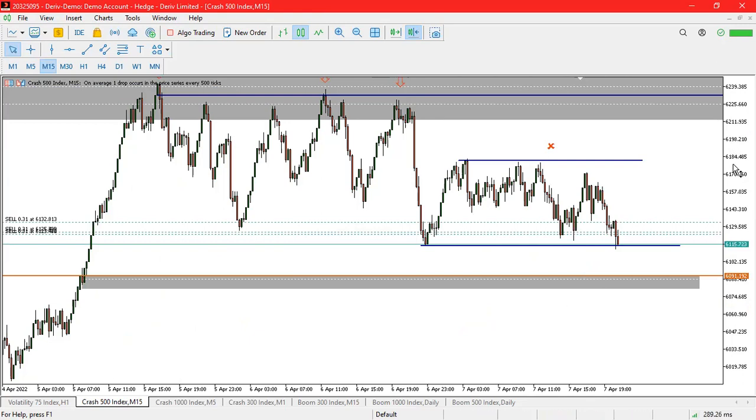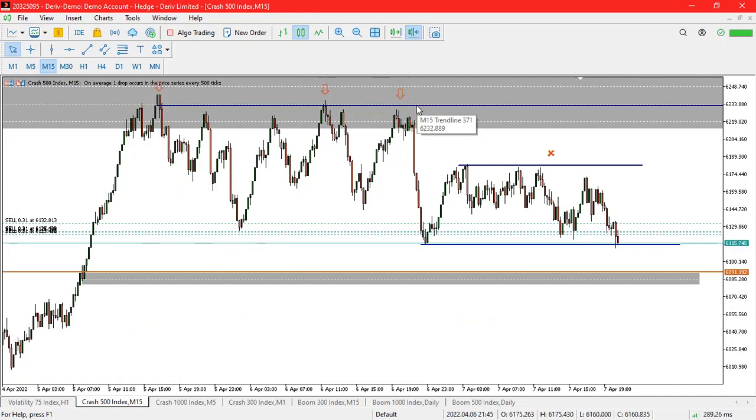So now we know that our long-term outlook is a long-term sell in Crash 500. Now we check, and many people will be busy seeking stop losses here. Those who love buying crashes will be crying on that side. You see, this is not how we trade, guys. That's not how we trade.